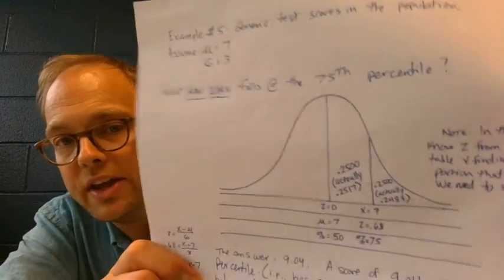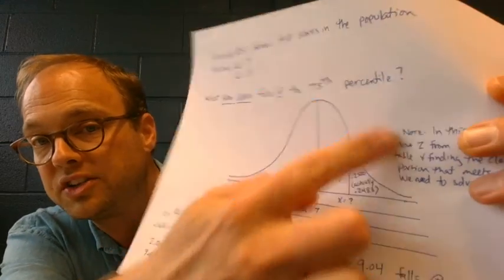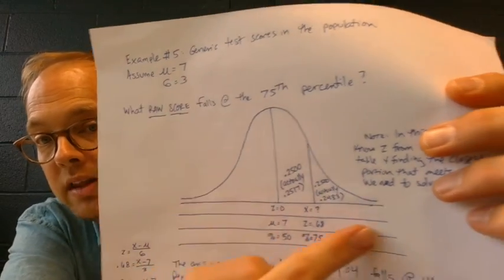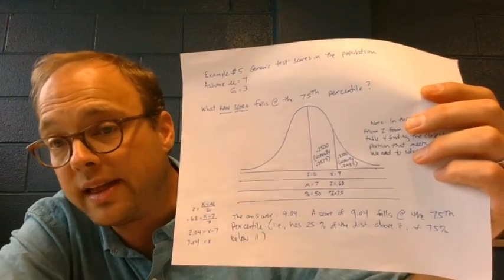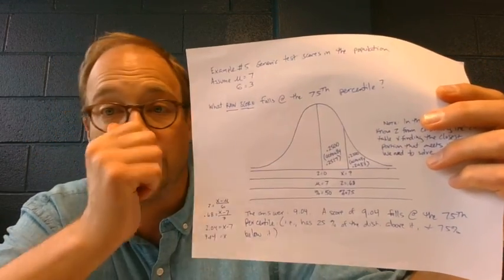Now this is a little different because it's asking you to solve not for z, not for area, but for x. You need to solve for x. What raw score? That's what x is. Raw score is data. I drew the normal probability distribution just like before, and I added 1 line, 2 lines, and a third line. What do you think that third line is going to be for? Well, we'll get to it in a second.